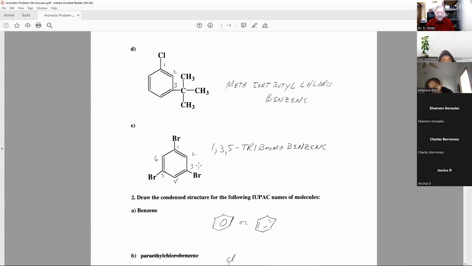So if we look at E, if I number the ring, if I call one a bromine, it doesn't matter which one, 1. Another one is on 3. Another one is on 5. So it's 1,3,5 tribromobenzene.